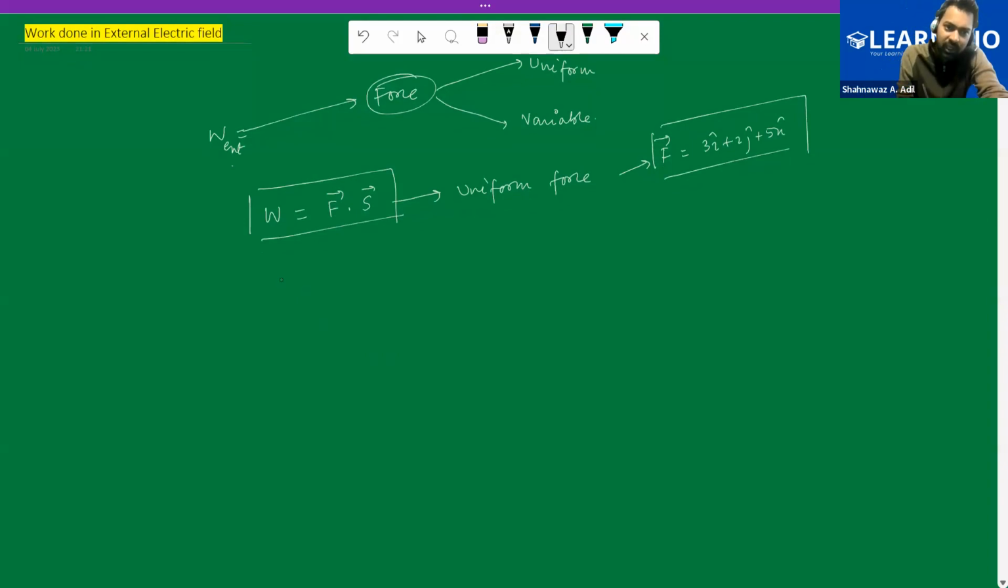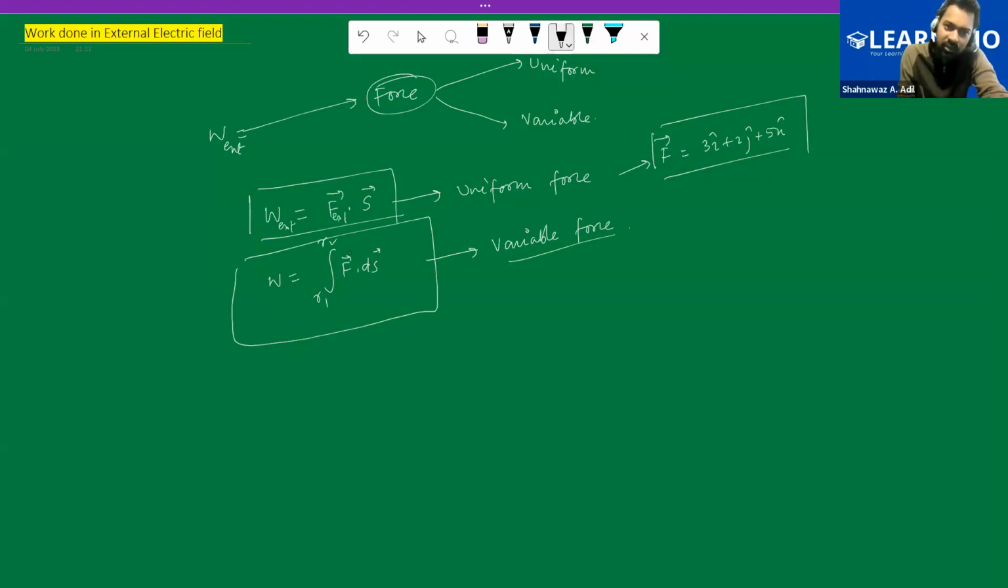And for the variable force, this is simply the integral of F dot ds. If I write from initial to final point, this is from 1 to 2, or r1 to r2. This is for variable force. And now if I write external, this would be external, external, and external.